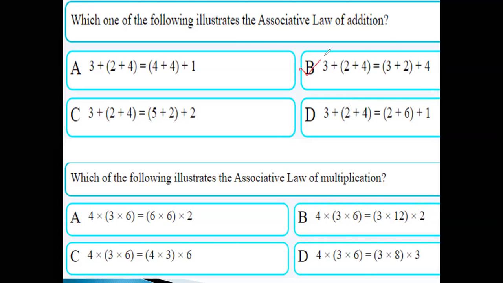Yes, it is B. The reason, see, all looks like addition, but the values differ. Here, we don't have the values. So that's not correct. So B is the correct answer. Very nice.